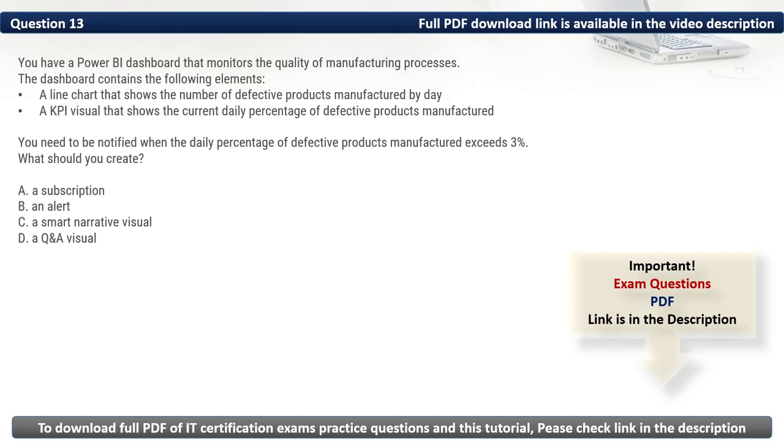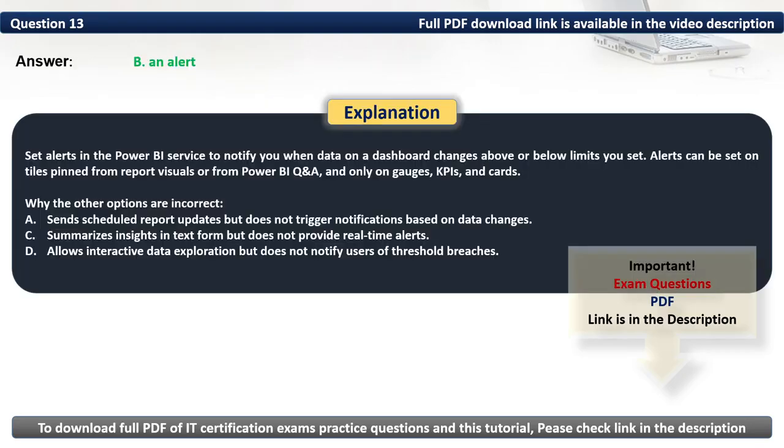We have a subscription. It sends scheduled report updates but does not trigger notifications based on data changes. Then we have C, a smart narrative visual. It summarizes insights in text form but does not provide real-time alerts. And then we have D, a Q&A visual. It allows interactive data exploration but does not notify users of threshold breaches. As such, we should create an alert. Thus, the correct option is B.